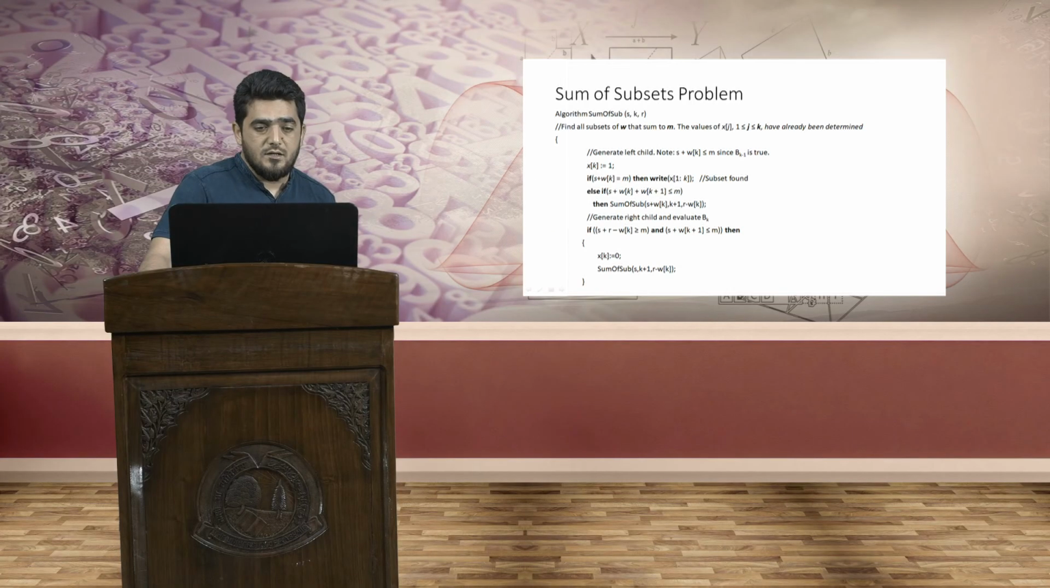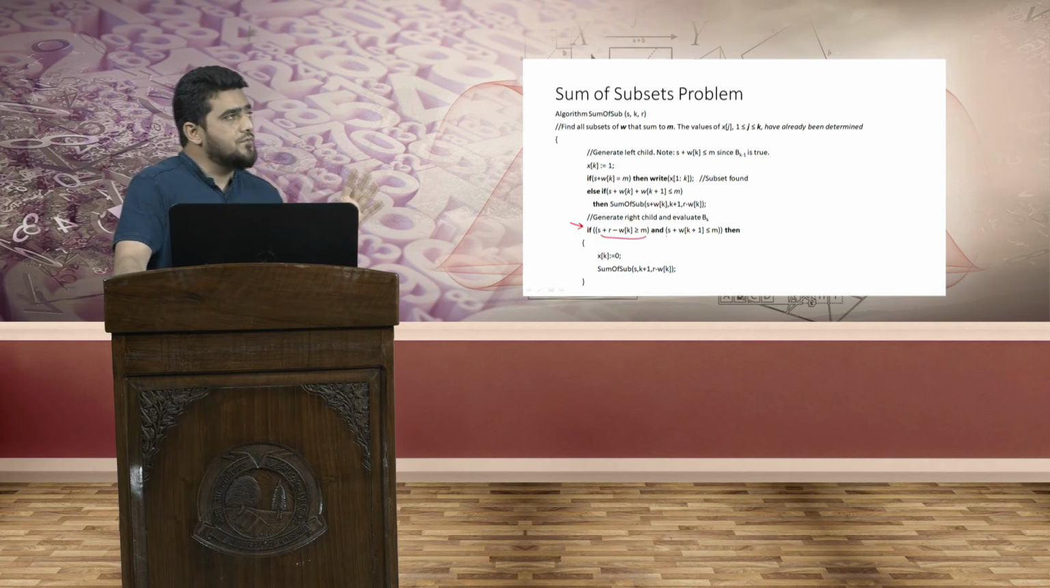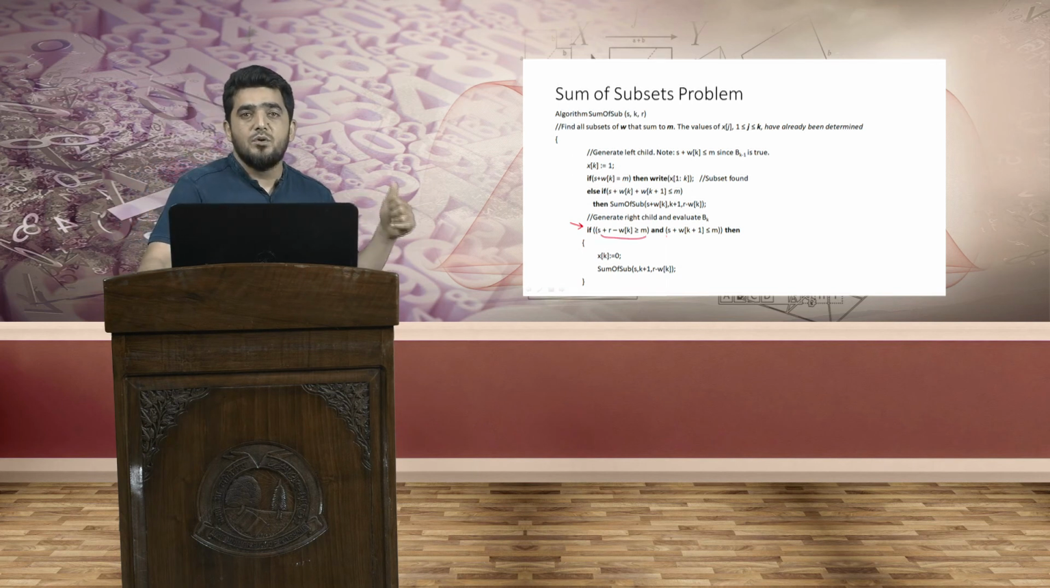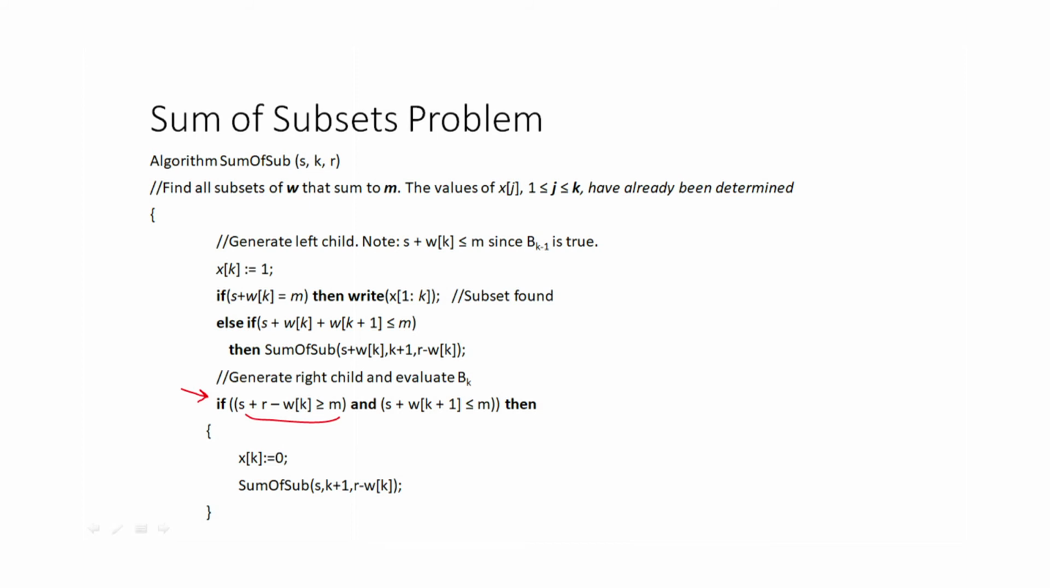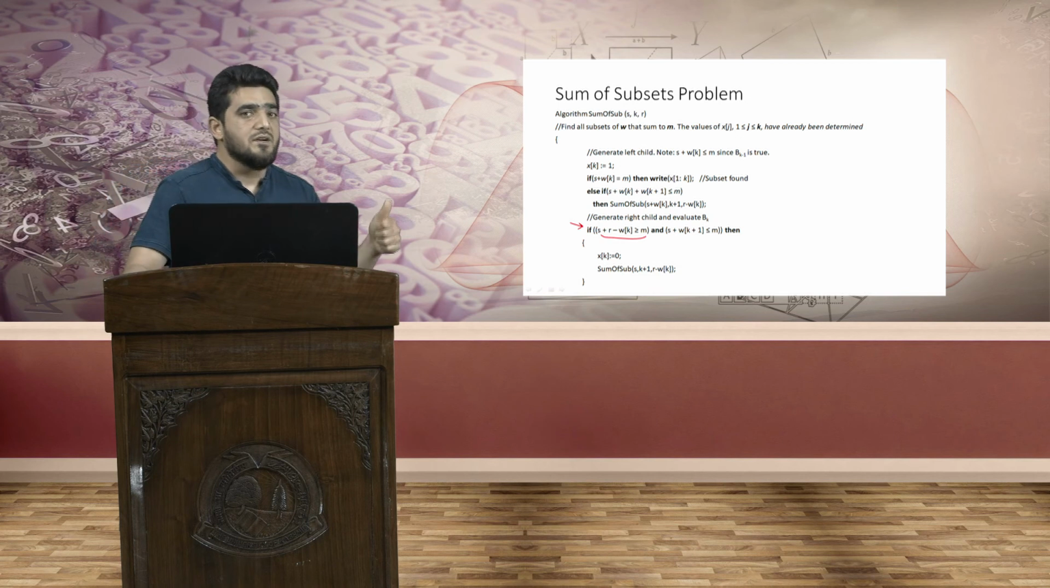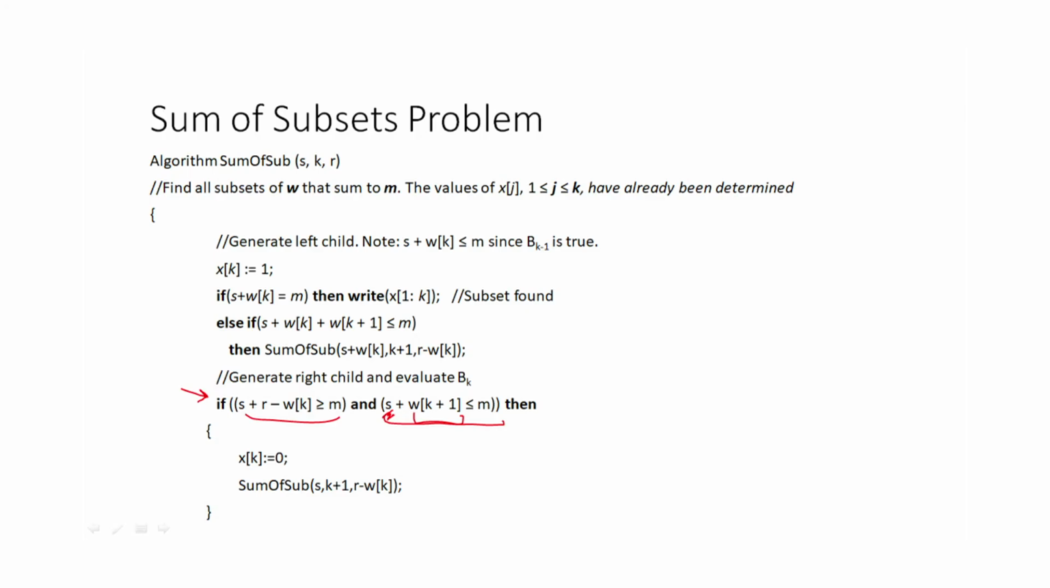So what is considered here is the sum so far plus R minus Wk. This minus here basically means that we are not considering Wk from the rest of the sum. Now it has to be greater than or equal to m. This is the first condition of the bounding function that we just discussed earlier. Now there is also a second condition: the sum of the weights so far plus the next weight in line. So we are testing both the bounding conditions.